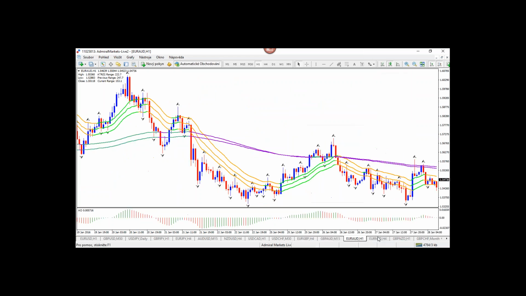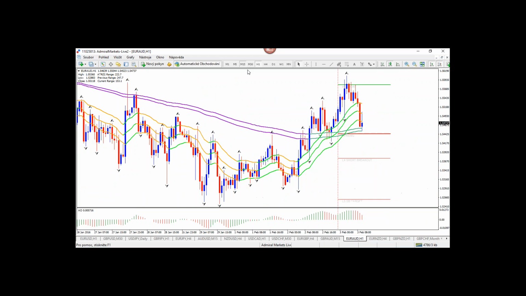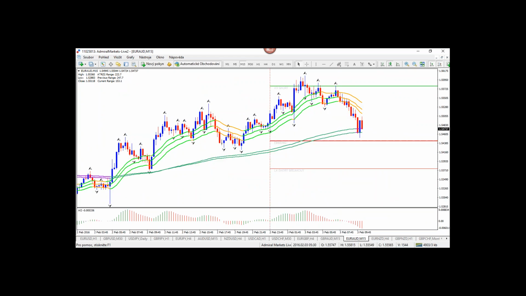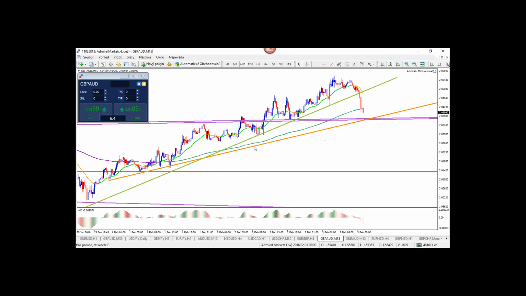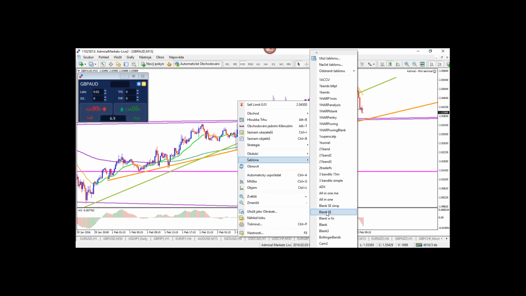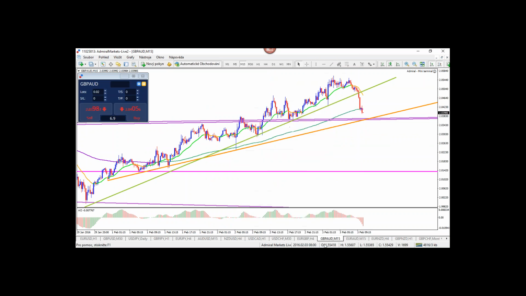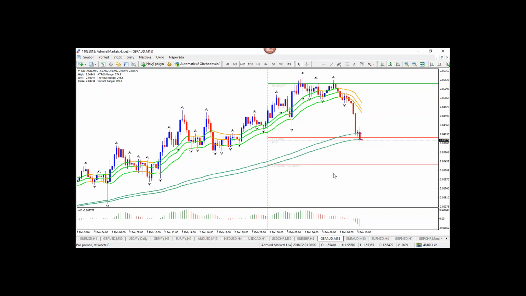Camarilla points, we can take a look at that. Let's see where they are. L4 and L3. So you can see bullish moving averages at the moment. Prices above the pivot and L3. So I think that would probably be the same for the pound yen. Let's take a look. Yeah, pivot and L3.